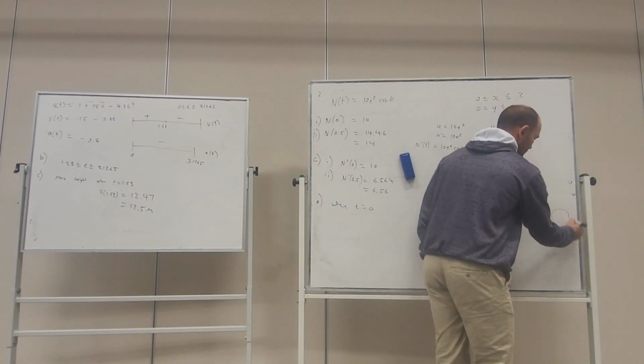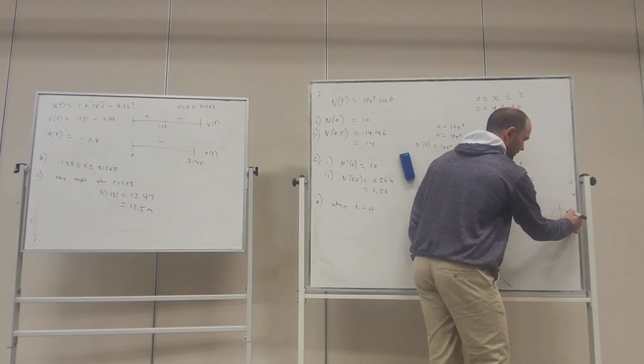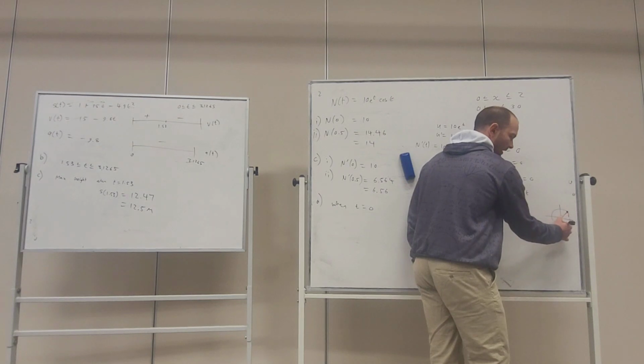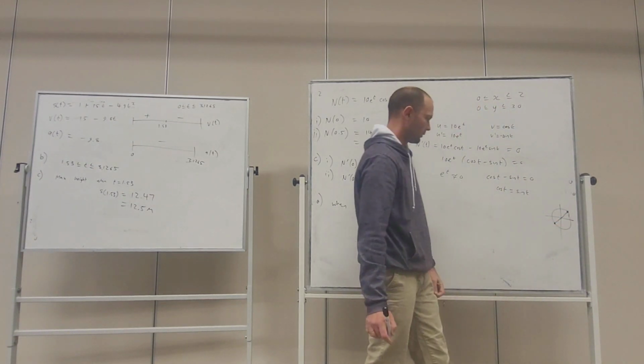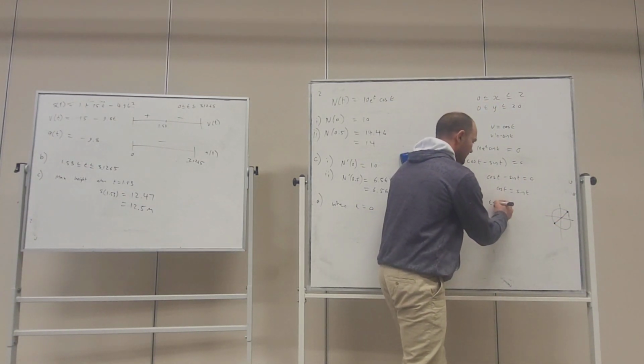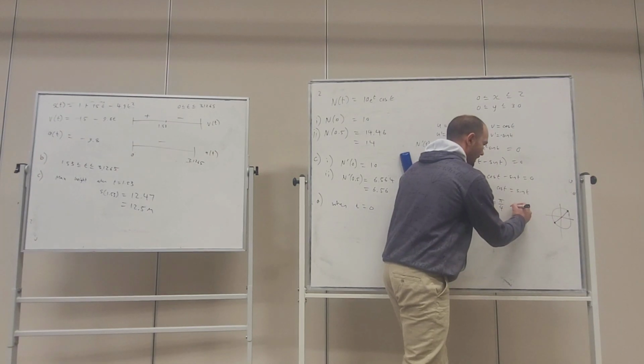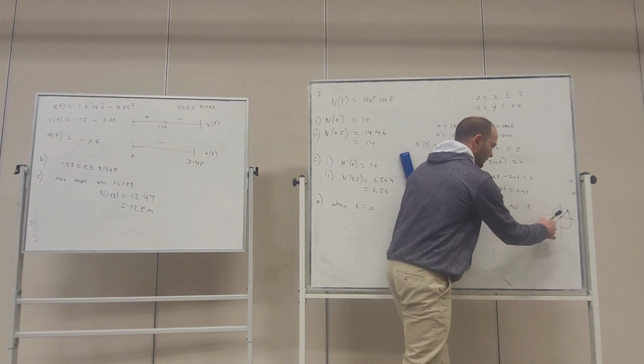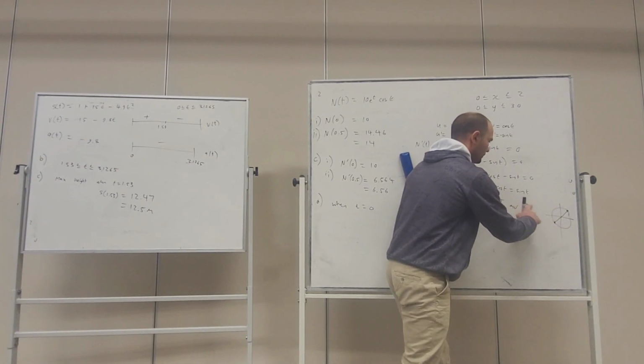So on your unit circle, it's going to be here when they're both 1 on root 2, and here when they're both negative 1 on root 2. And so those values of t are going to be pi on 4 and 5 pi on 4.